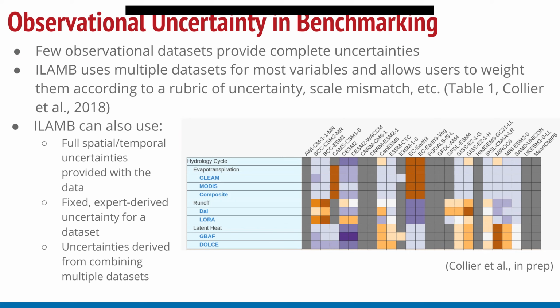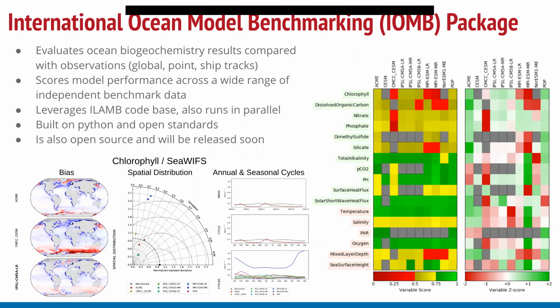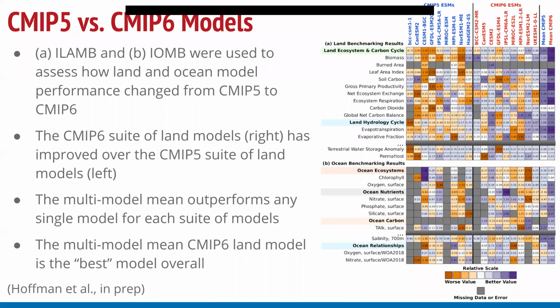Now, we've developed a similar package called IOMB, or the International Ocean Model Benchmarking Package, in order to evaluate ocean biogeochemistry in much the same way as we're doing for the land. And these can be combined to give a more comprehensive view of model intercomparisons. So this figure shows on the upper half a subsection of land model benchmarking results for CMIP5 models versus CMIP6 models, and in the bottom half the same for ocean model benchmarking.